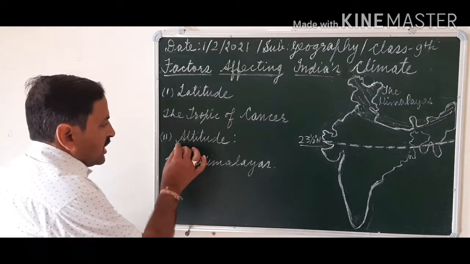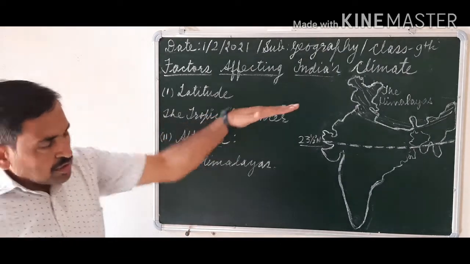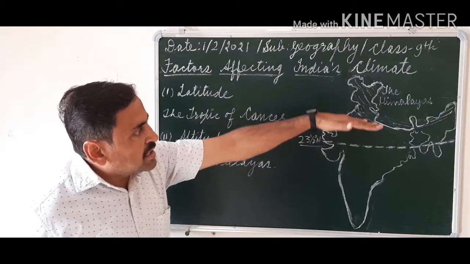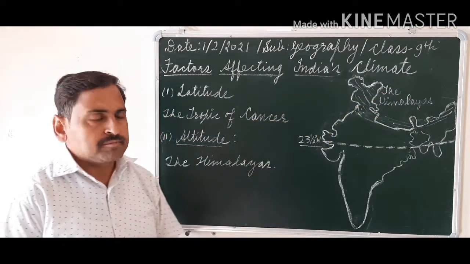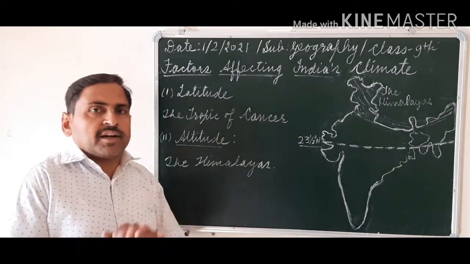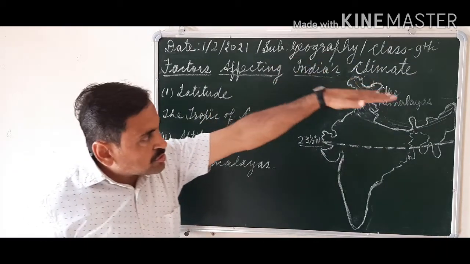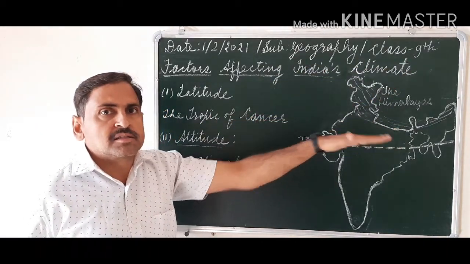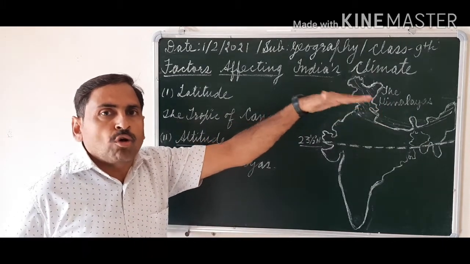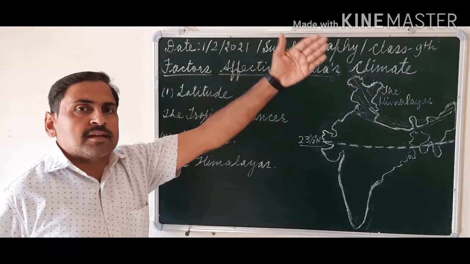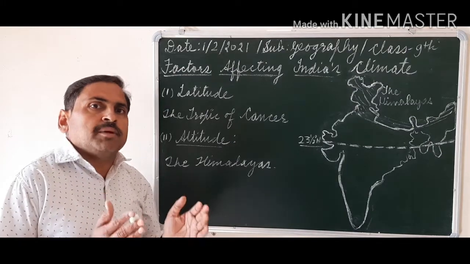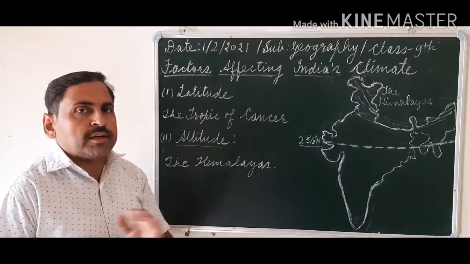Next is the altitude. All of you know that the Himalayan range of mountains makes the northern frontiers of India. These mountain ranges work as a climatic divide between Central Asia and the Indian subcontinent. They act as a barrier for the cold winds which blow from Central Asia and thus protect India from becoming bitterly cold during the winters.